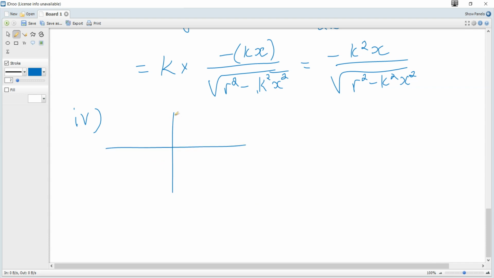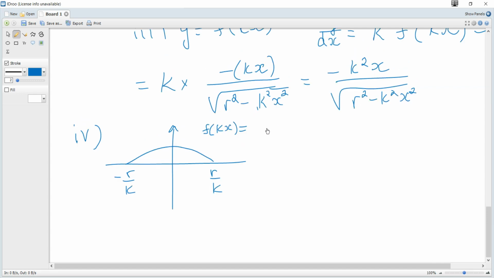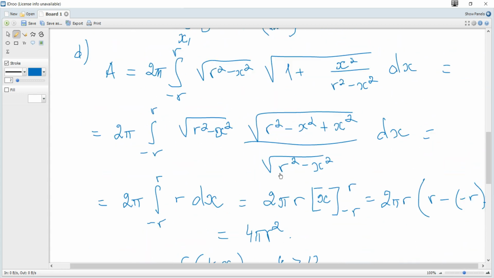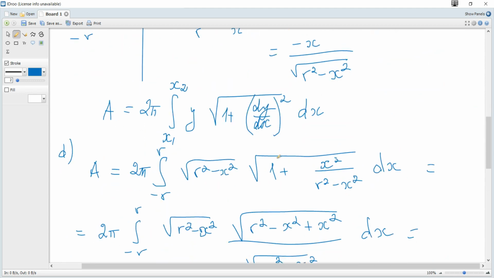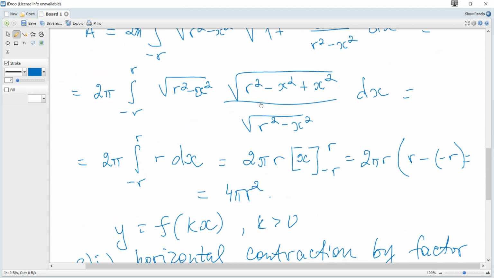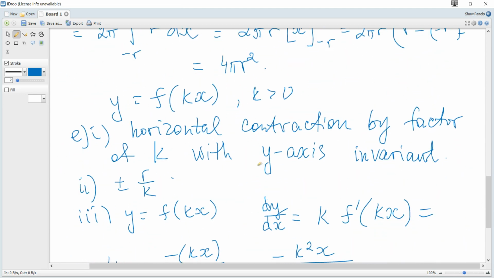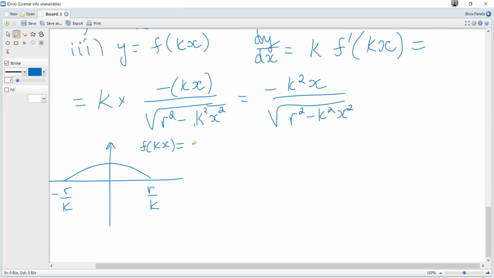So now it looks like this, with our k, and function f(kx). The usual function f(x) is just the square root of r squared minus x squared, so f(kx) becomes the square root of r squared minus k squared x squared.